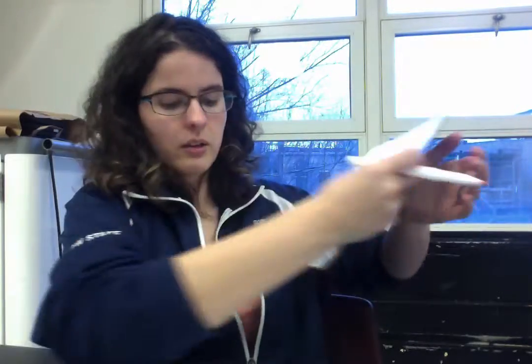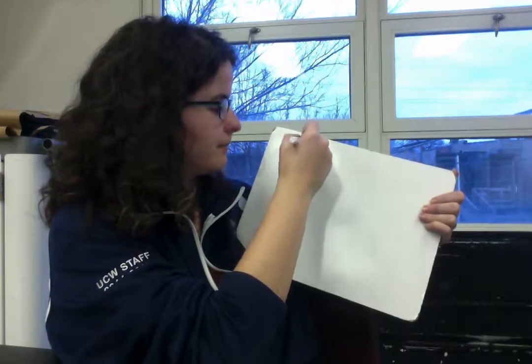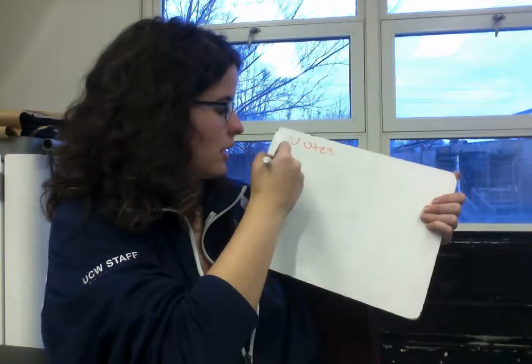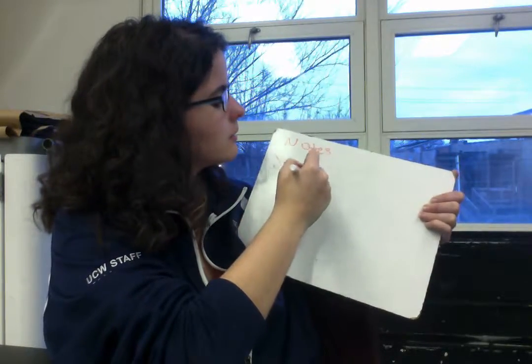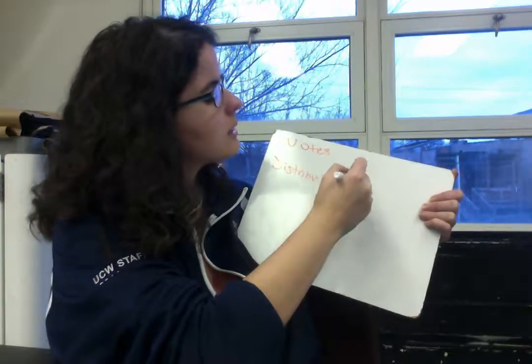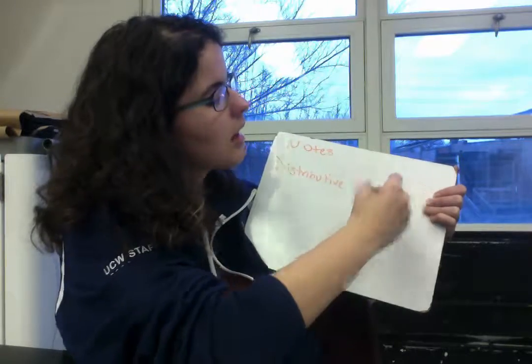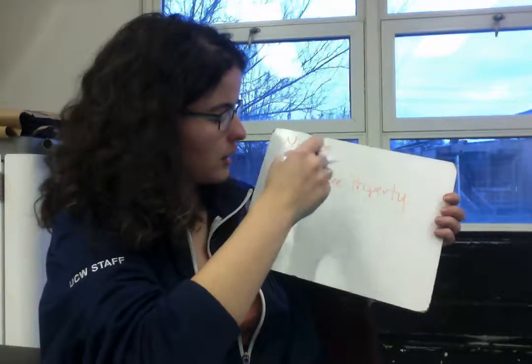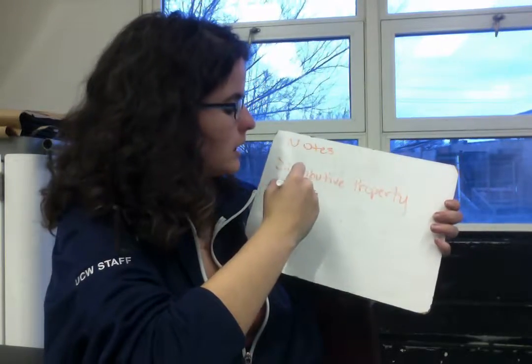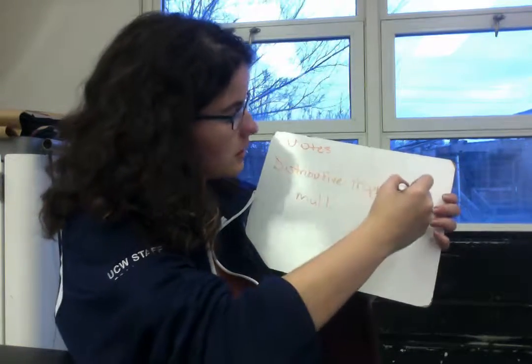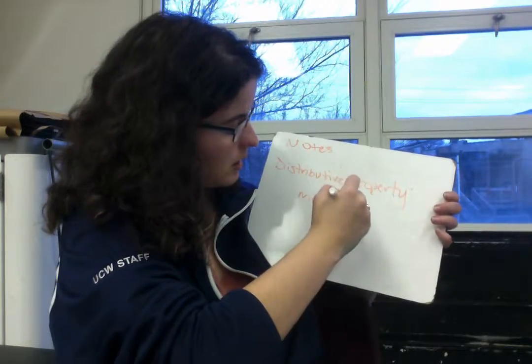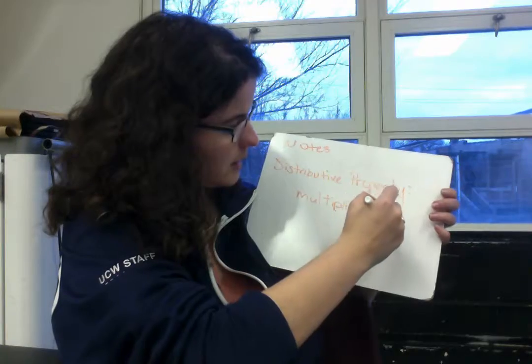So, we had a couple notes. First note, the distributive property, which is like if you were distributing, if you are kind of putting things in places. The distributive property shows the relationship between multiplication and addition.